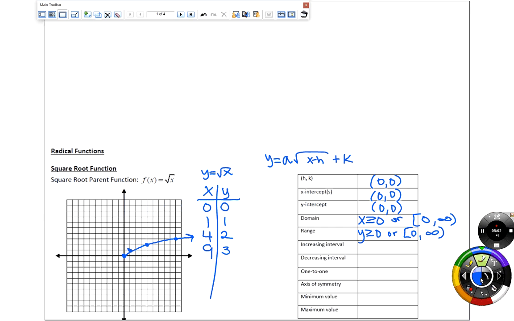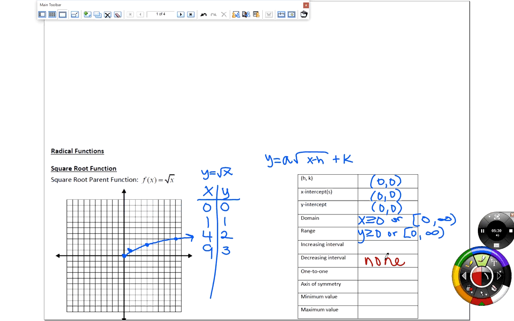What about increasing and decreasing intervals? So as you travel from left to right on this graph, first you have nothing. That's okay. Then you finally hit the graph, and from left to right you're going like this. What kind of behavior is that? Increasing. Does it ever turn around and start decreasing? No. So there is no decreasing interval.